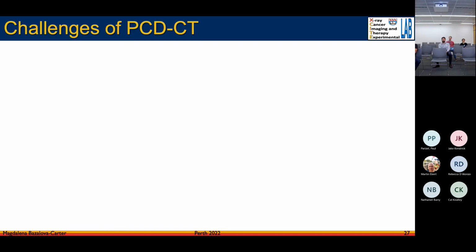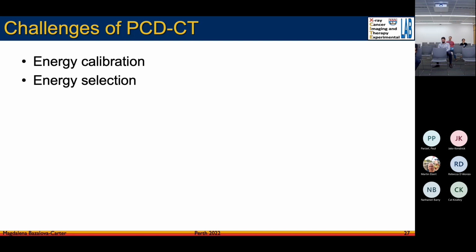Okay, so what are the challenges of photon-counting CT, the way at least that I see it? Is the energy calibration. It has to be done, but maybe it's not really that critical. What I think is important is that we are able to select the energies that we want on a clinical scanner. And because energy calibration plays a role, I think that might be difficult to do.